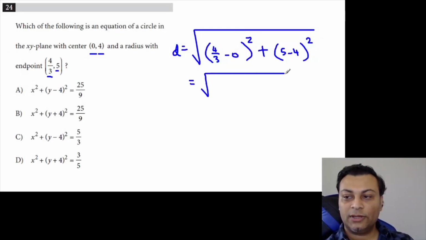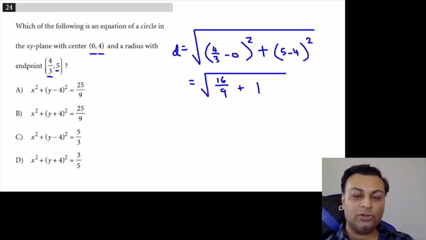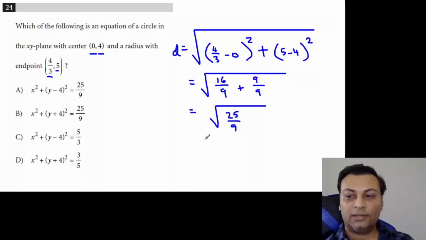And you end up with 4/3 squared, which is 16/9. And this is 1. But you know what? Let's call 1 9/9 because I need a common denominator. So 9/9. So you end up with 25 over 9. And we don't have to go any further because we need 25 over 9 on the far right, and I'll show you why. Because when you square root this, you get 5/3.